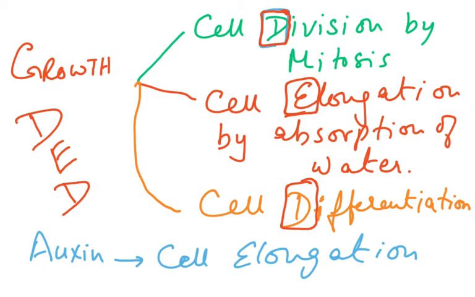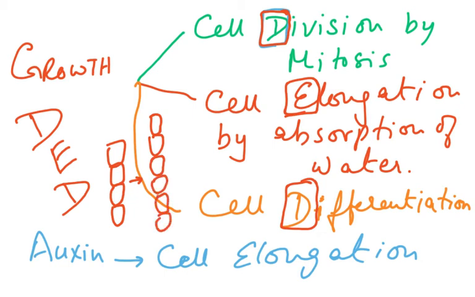So we just have, say, 4 cells. And then these cells divide by mitosis. So now we have 8 cells. So cells have divided by mitosis, and we have 8 cells. So cell division by mitosis.